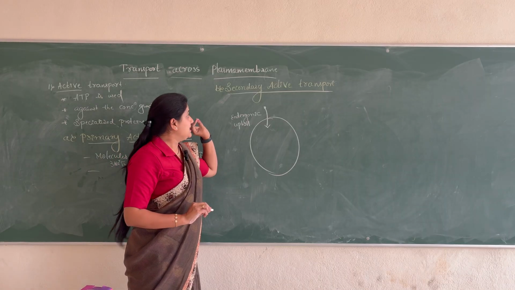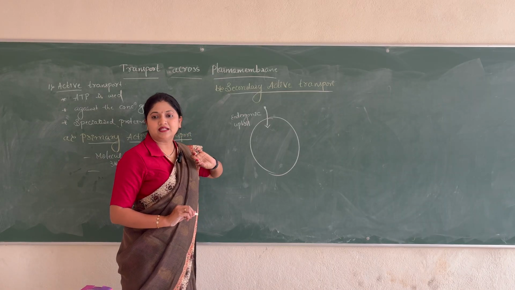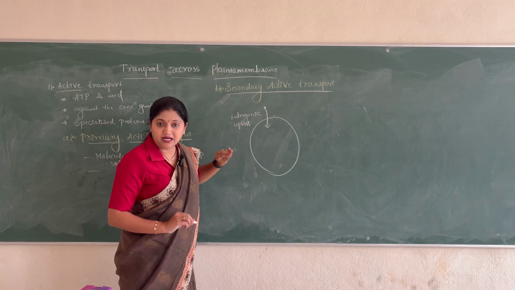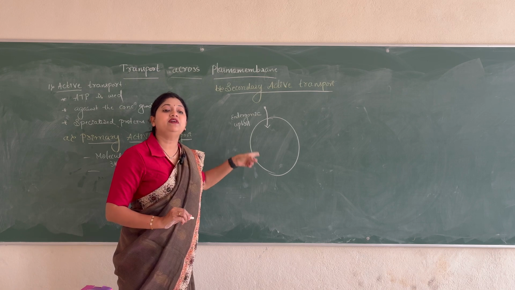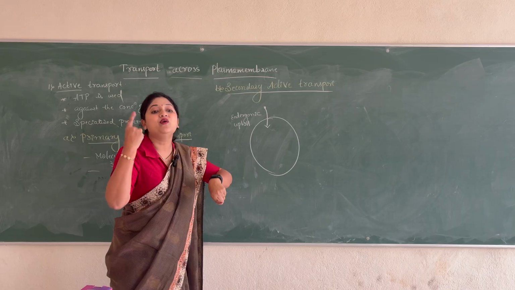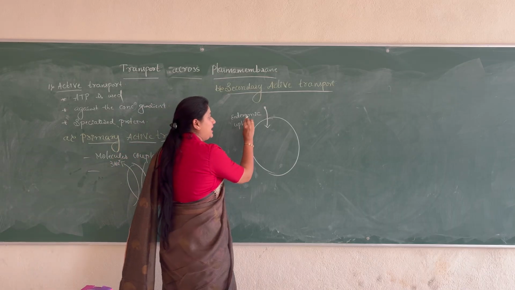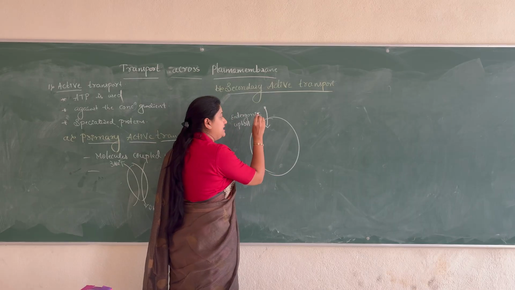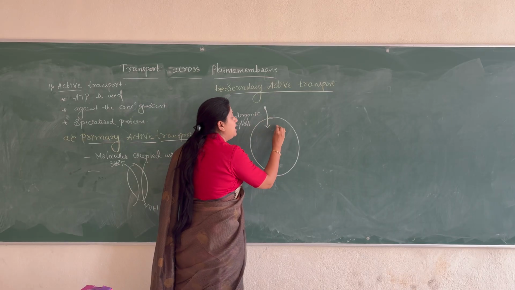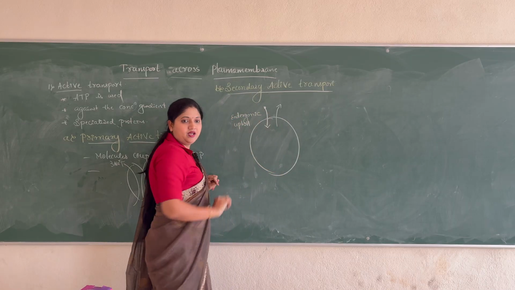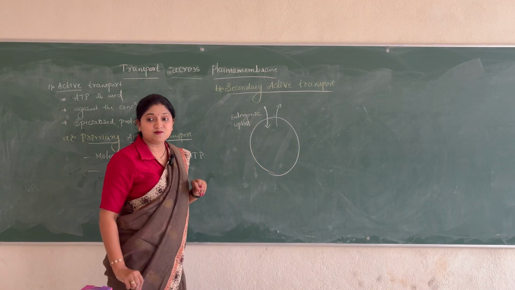But in this secondary active transport, if a molecule has to undergo the uphill transport, it should be definitely coupled with one more transport of a molecule downhill. If this has to be an uphill transport, definitely along with it another downhill transport has to happen.